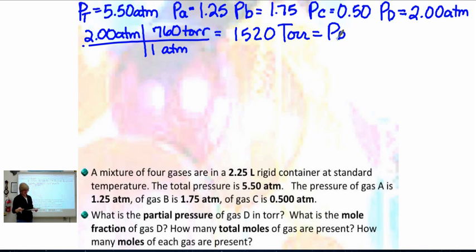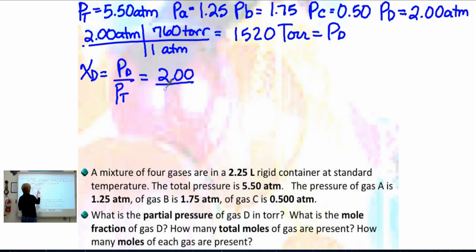What is the mole fraction of gas D? So my mole fraction of D is equal to the pressure over the total pressure. So that's 2 divided by 5.50. Remember, mole fraction is always going to be a number less than 1. It's 0.364.